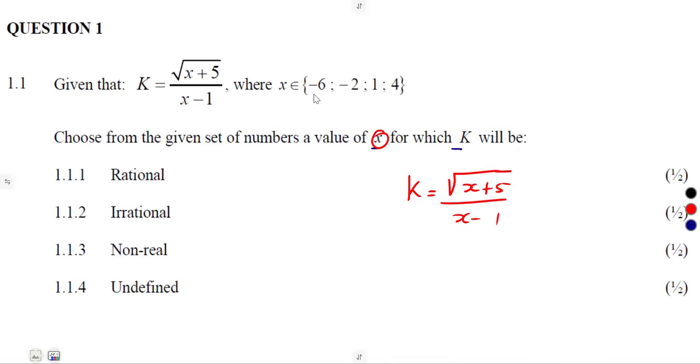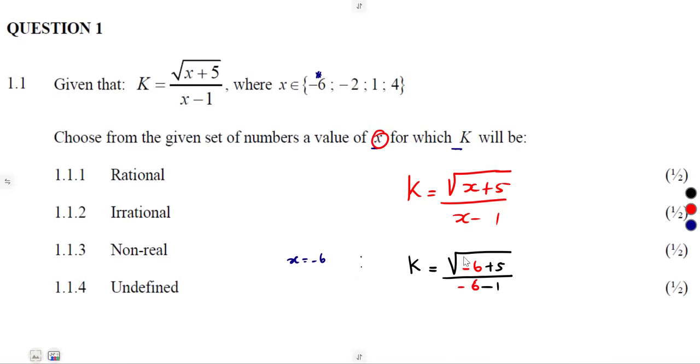So let us start with -6, for a value of x which is equal to -6. It follows that our k is going to be equal to the square root of, we substitute in place of our x the -6. So that is -6 plus 5, everything over x minus 1. Remember, our x is -6, so it is -6 minus 1. So this is what you're going to have at the end.